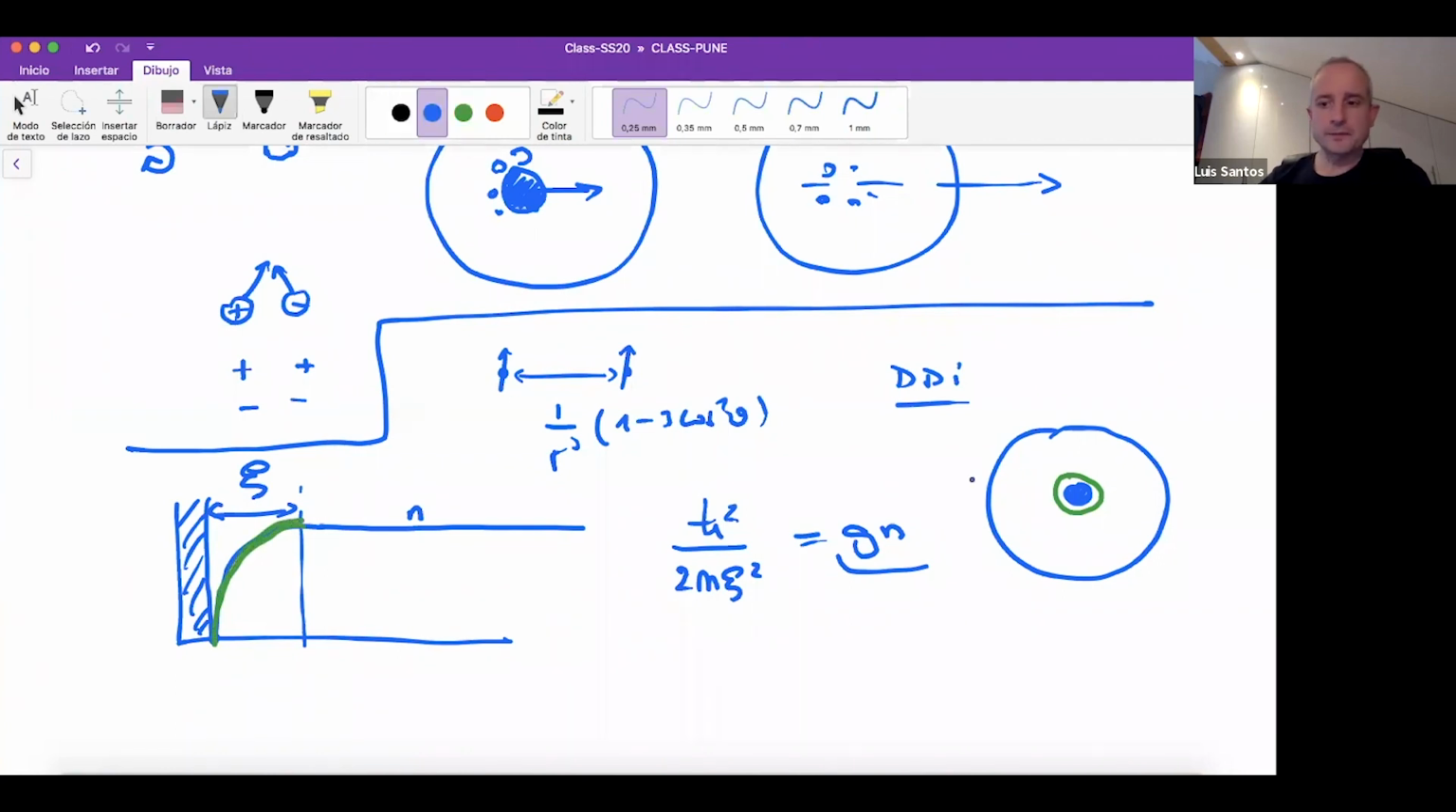And outside of there, the condensate is basically unaffected by the presence of this region. So if you are in the stationary state, you don't have anything else than that.